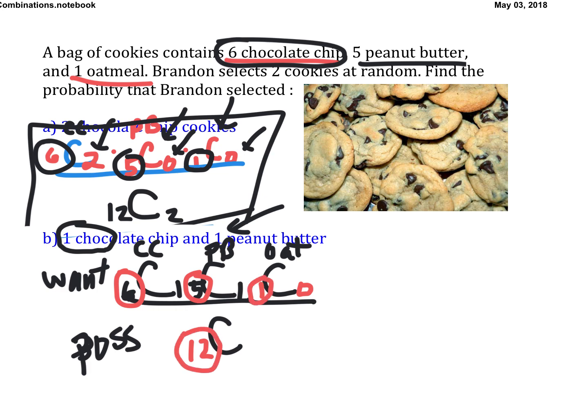Those add up to 12. Then there's 1 plus 1 plus 0, which adds up to 2. 12 total cookies. He gets 2 of them. Now it's just down to getting decimals for it. And how many of you got the same thing as the kid next to you and you had it set up like this?